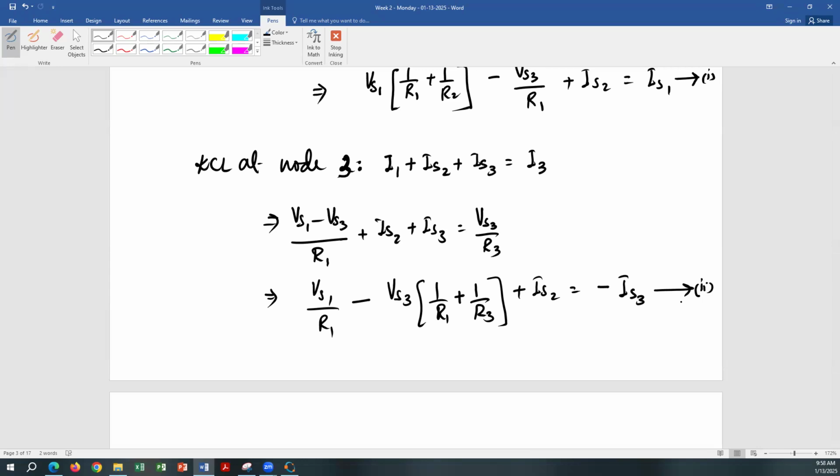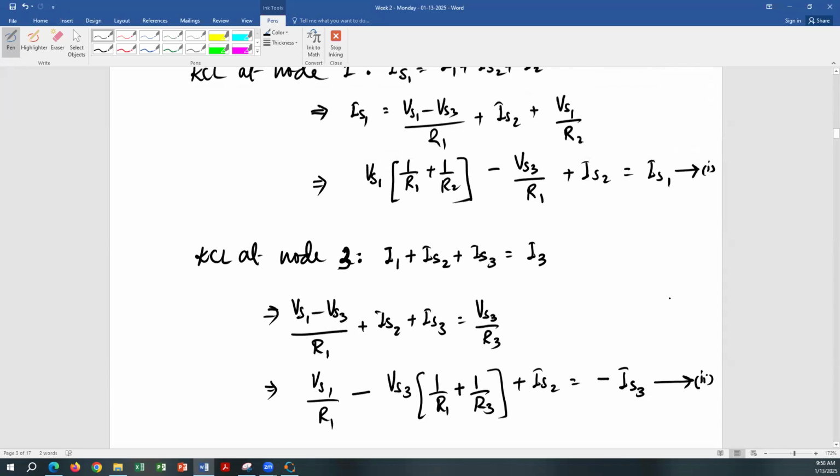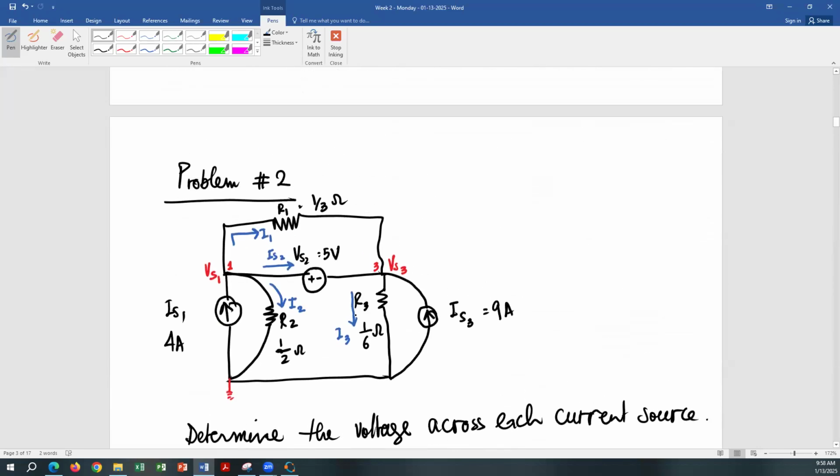All right, 2 equations, 3 unknowns. We need one more. Because I3 is passing through R3, the voltage here is VS3 and the voltage here is 0. It is going away from node 3. Look, this current and this current, all going towards node 3, and this is the one that is going away from node 3. That's why.